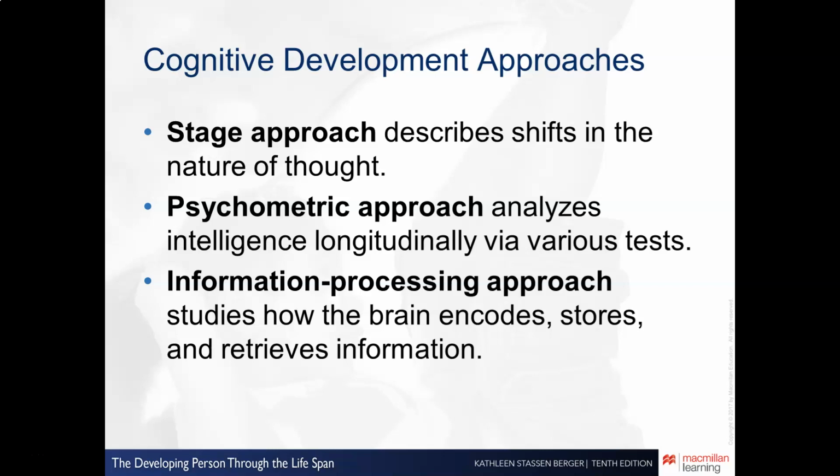And third on this list, we have what's called the information processing approach. That's a term that refers to how the brain encodes, stores, and retrieves information. And it's usually compared or paralleled with computers. So the information processing approach operates from the idea that our brains function the way computers do.